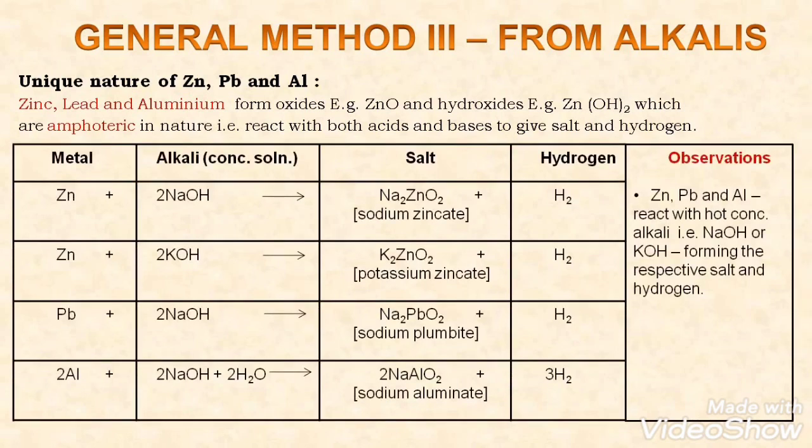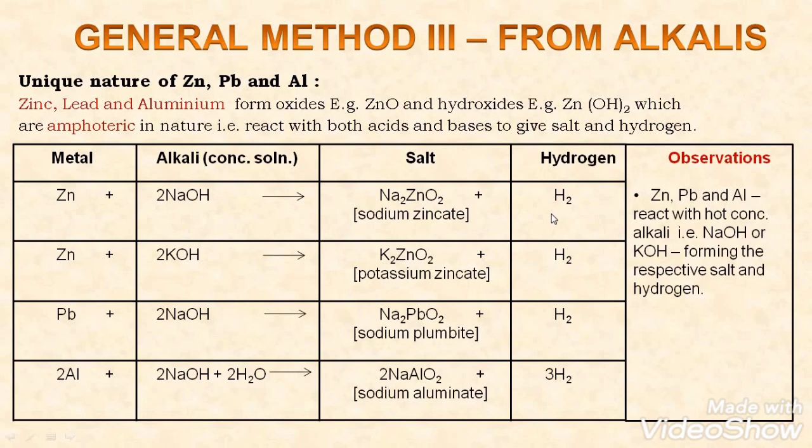Now here we have a table in which we have the reaction of these amphoteric metals with the concentrated alkalis. Here we have zinc reacting with concentrated sodium hydroxide, giving sodium zincate, liberating hydrogen. The salt formed is a complex salt, because it has a simple ion, sodium, and a complex ion, the zincate ion. So we call it a complex salt.